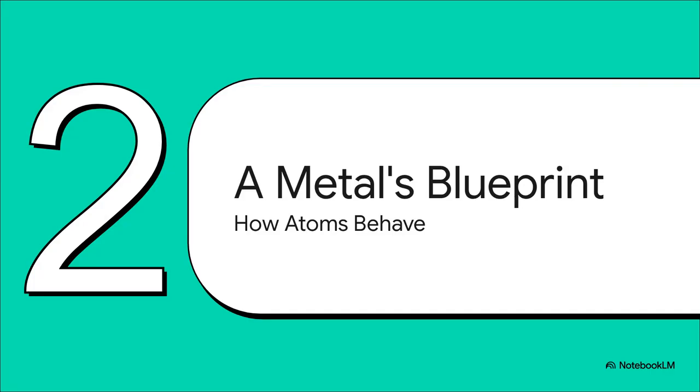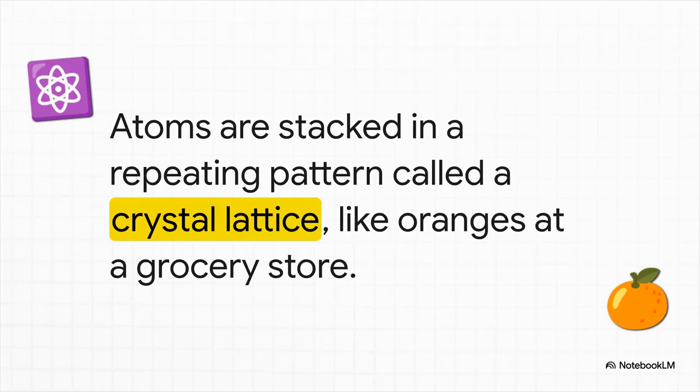Okay, so we've covered the what, the properties that give a material its personality. But now it's time for the really cool part, the why. To figure that out, we have to shrink ourselves down, way down, and take a look at a metal's secret atomic blueprint. You might imagine the atoms inside a piece of metal are just a random, jumbled mess, but that's not it at all. They're actually stacked in these incredibly neat, organized, repeating patterns. The best analogy? Think about how oranges are stacked at the grocery store to make a perfect, stable pyramid.